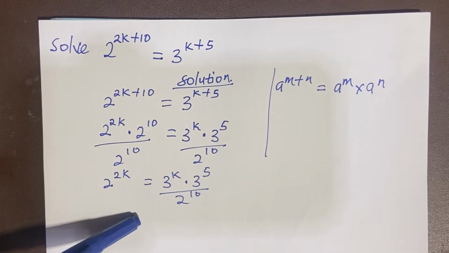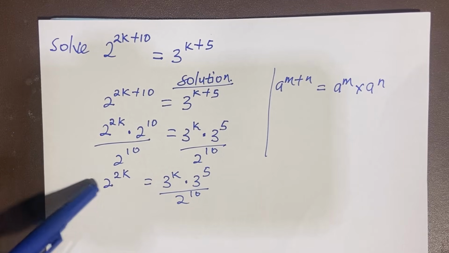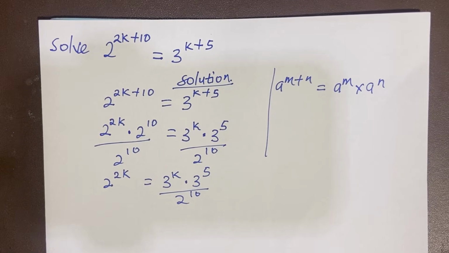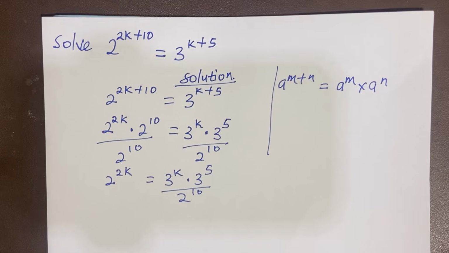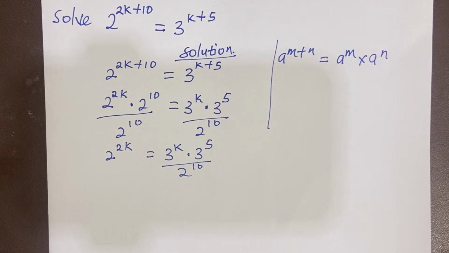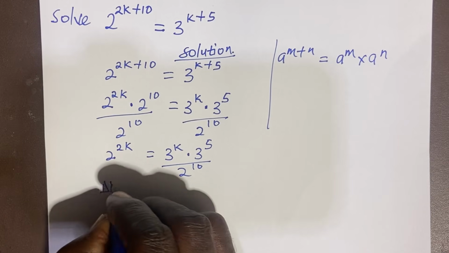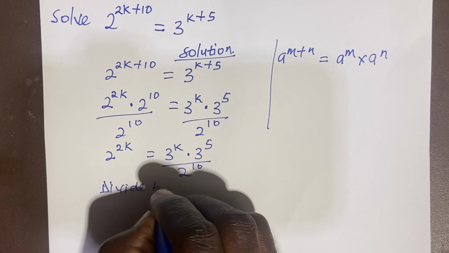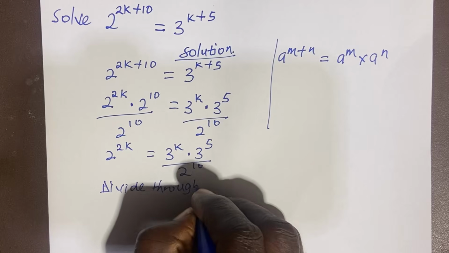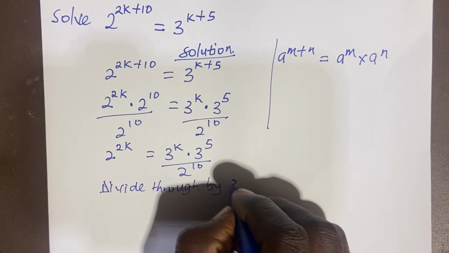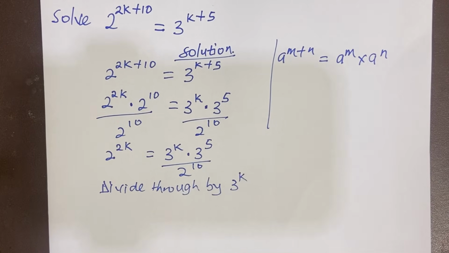Now we are doing all of this so that we get the variable to one side of the equation. So I have k here. Now what we are going to do, we are going to divide again so that we move the 3 to the power k on the right hand side to the left hand side. And how do we do that? We divide through by 3 to the power k.